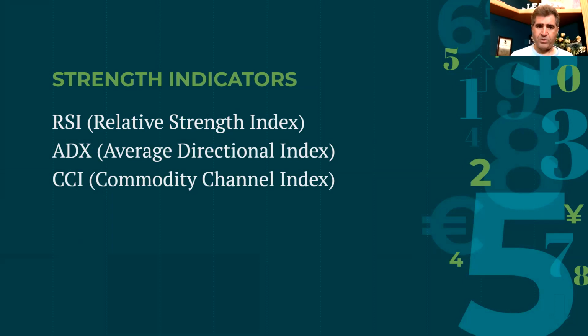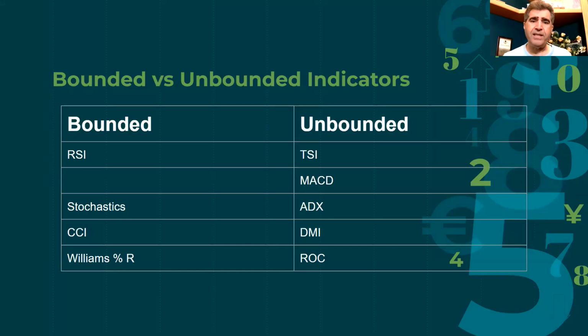And the first one is RSI, which is relative strength index. We have the average directional index, ADX. And then we have the CCI, which is commodity channel index. And these also help us to be not only on the right side, but go with the strength of the movement. The last but not least, the oscillators that we use, they could be in 2 categories.